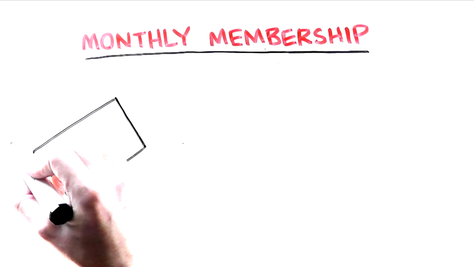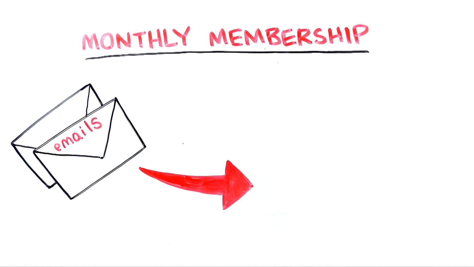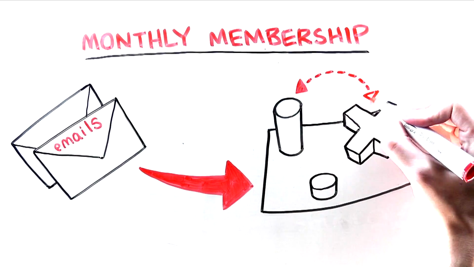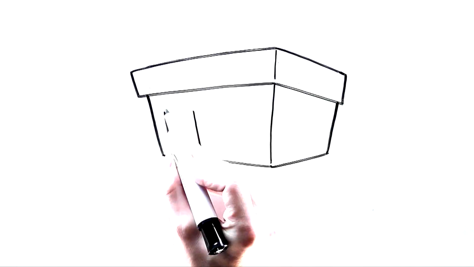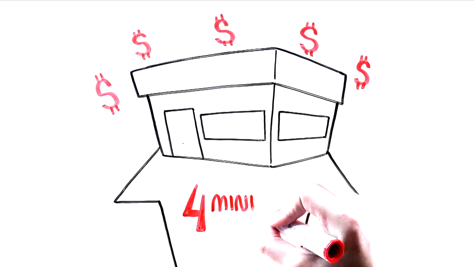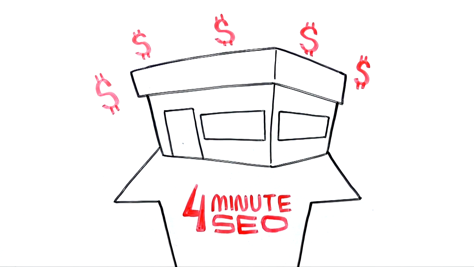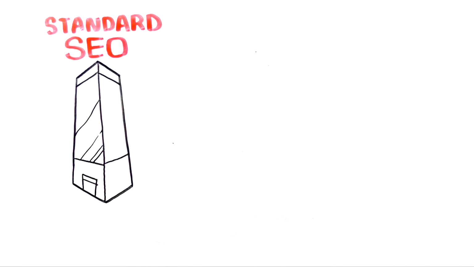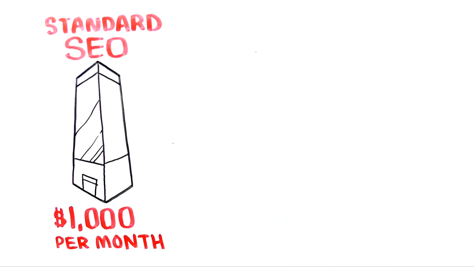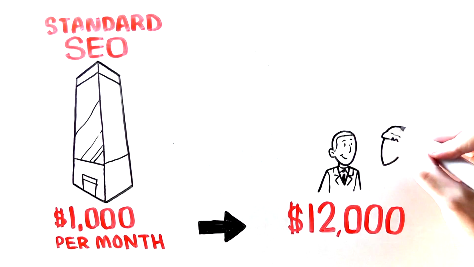The monthly membership fee covers our costs to provide you with the weekly emails and allows us to act fast and modify our strategy each time Google changes their algorithm. That's very little to invest when it comes to the impact 4-Minute SEO will have on your business. And think of it this way. For a standard SEO company, you'd pay $1,000 per month. Over a year, that's $12,000.